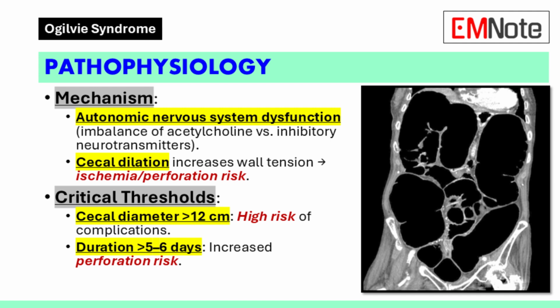Pathophysiology. The specific underlying mechanism of Ogilvie syndrome has not been identified. Most researchers agree that impairment of the colonic motor system exists, with dysfunction or imbalance of the autonomic nervous system being the most likely cause. There is suspected reduced activity of stimulatory neurotransmitters, primarily acetylcholine, relative to inhibitory neurotransmitters like nitrous oxide and vasoactive intestinal peptide. Independent dysfunction of the enteric nervous system, intrinsic enteric reflex arcs, and pacemaker activity may also contribute.